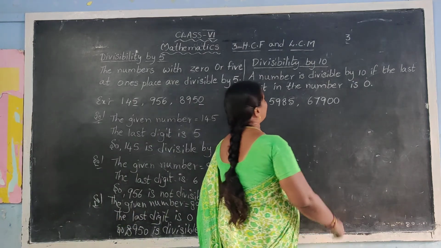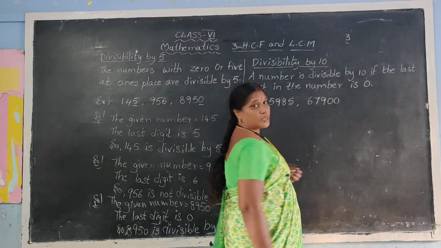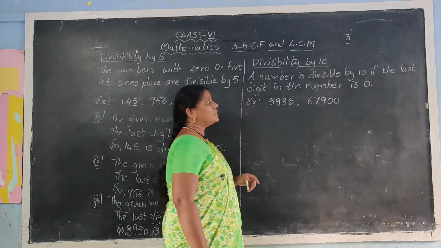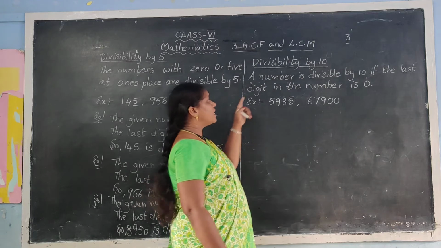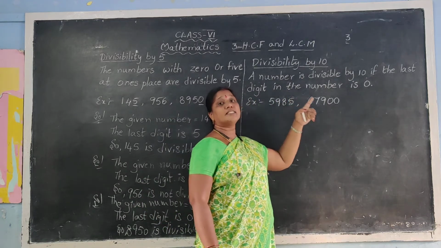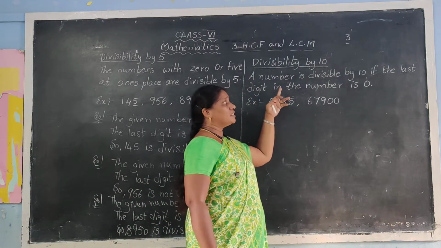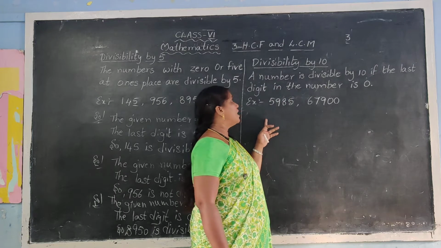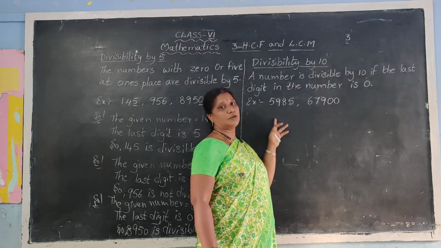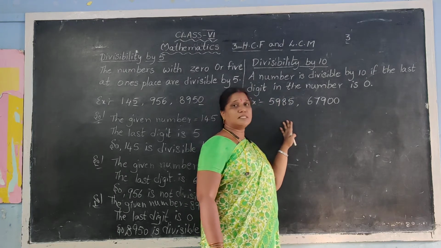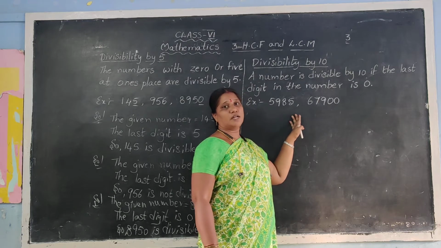Next, divisibility by 10. A number is divisible by 10 if the last digit in the number is 0. If the last digit is 0, then it is divisible by 10.